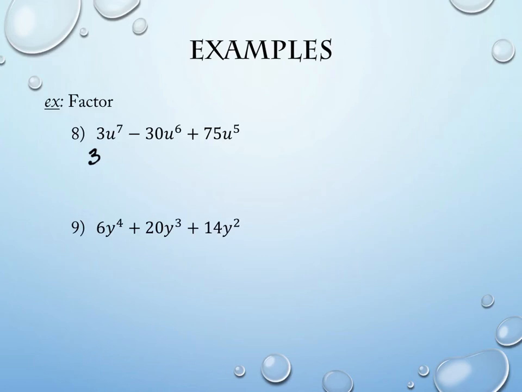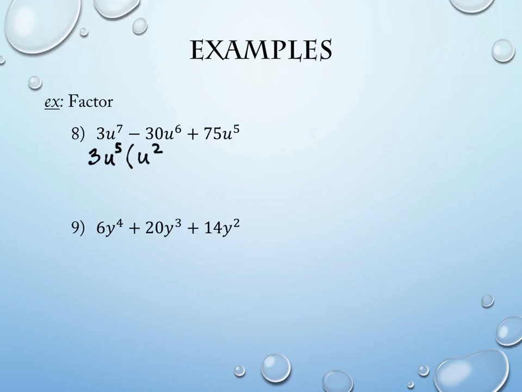Now I need to look at the variables. I have u to the 7th, u to the 6th, and u to the 5th. What do they all have in common? U to the 5th. Right, u to the 7th means I have 7 u's, so there's at least 5 of them. U to the 6th means I have 6 u's, there's at least 5 of them, and u to the 5th is 5 u's. So if I take 3u to the 5th out of 3u to the 7th, what am I left with? U squared.